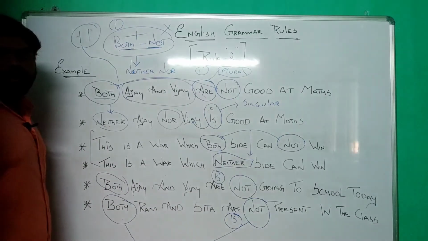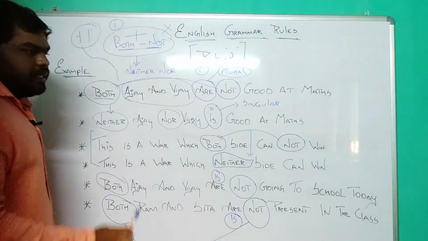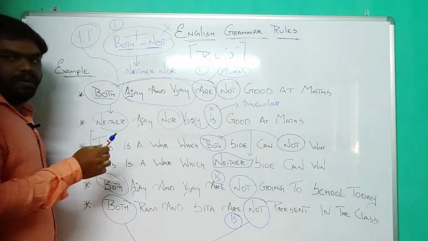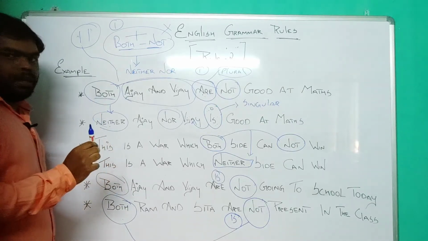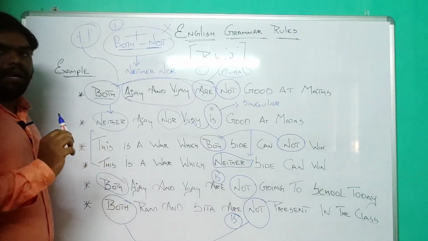So these are the things that you should remember for rule number 2. And this is exactly the way that you would be expecting questions in the exam. So if you remember this, you can definitely get 1 mark in the English grammar section.